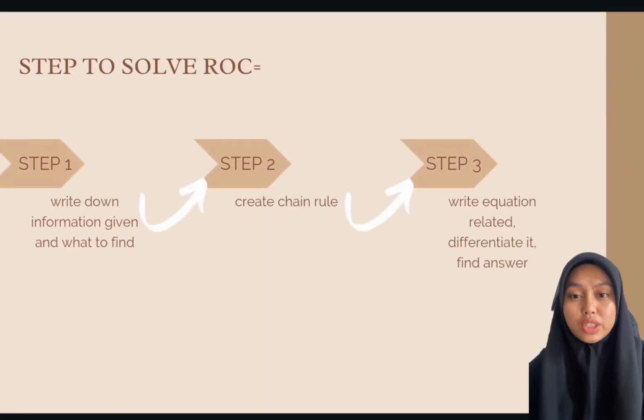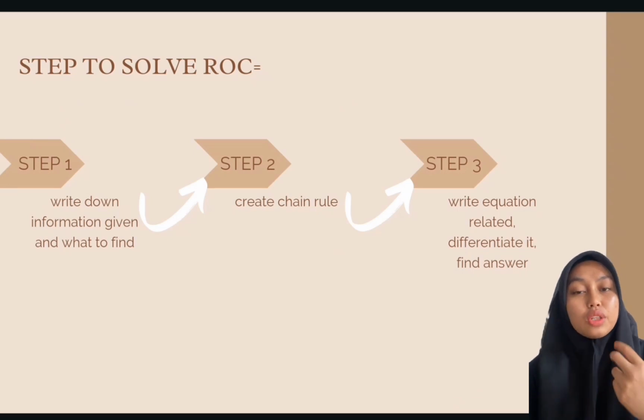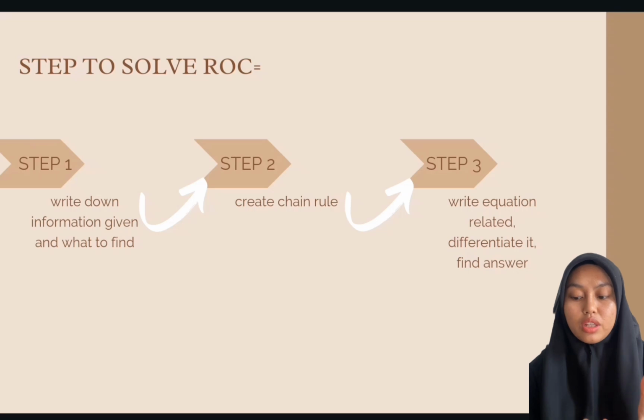To solve a rate of change question, the first step is to write down the information given and what to find. The second is to create the chain rule, and the last is to write the related equation, differentiate it and find the answer.